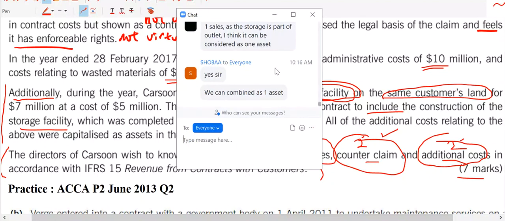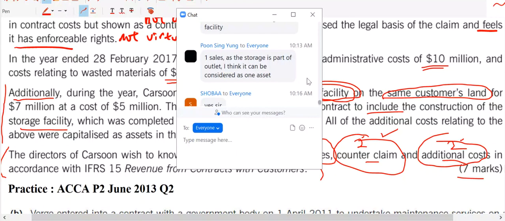Okay. Uba also says we can combine as one. Singyong says one sale because the storage is part of the outlet. I think it can be considered as one asset. So Singyong is also making the same point as what I made just now.